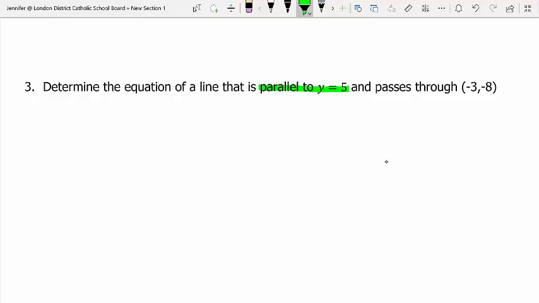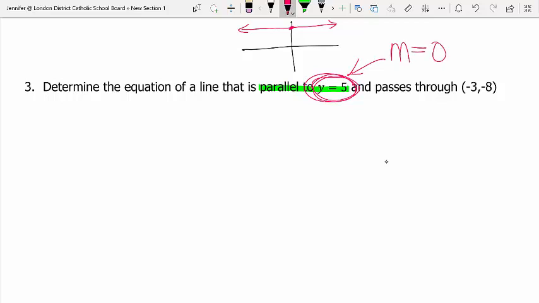Well, y equals 5 is a horizontal line that passes through 5 on the y-axis. So as soon as you can realize that this is a horizontal line, you should know what the slope of all horizontal lines is. Right? The slope of horizontal lines is always 0. So if our line is parallel to it, we know that parallel lines have the same slope. So our slope must also be 0.